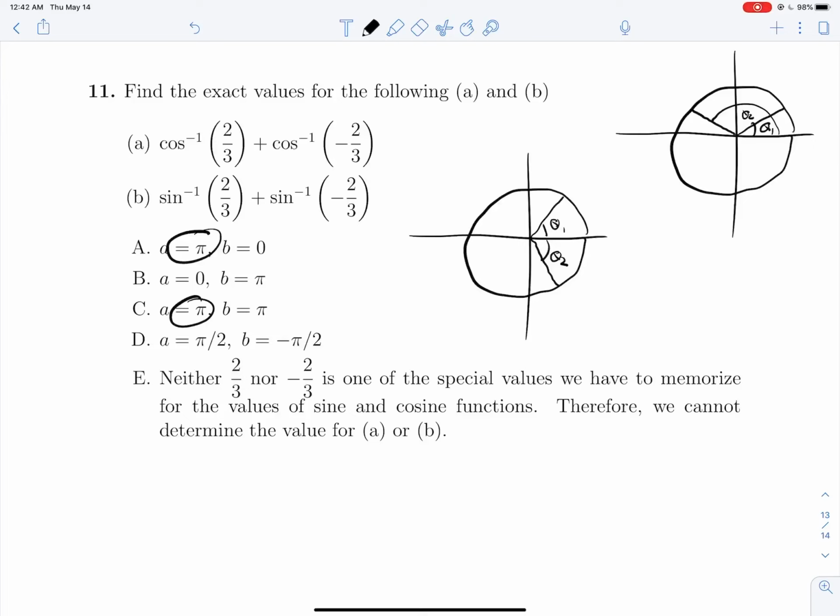What happens if we add these two angles together? Well, we're just going to get 0. This one is just negative this one. So A is our answer for number 11.